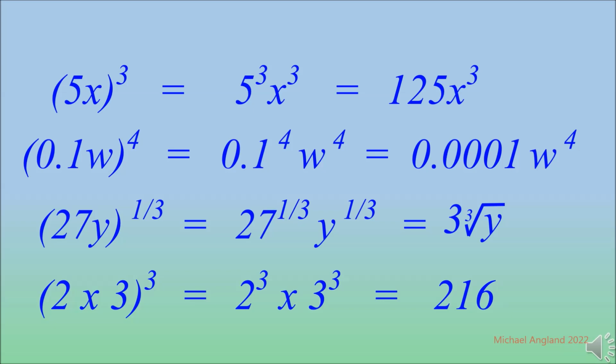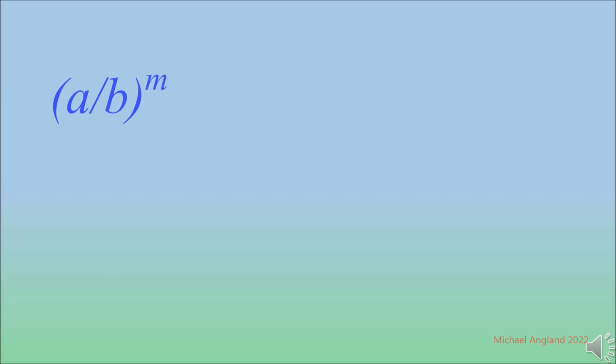Or we can simply go 2 times 3 is 6, 6 cubed, that's 6 times 6, 36 times 6, again 216. Eighth rule: (a divided by b, or a over b) all to the power of m is equal to a to the m over b to the m. So, let's look at why that is.